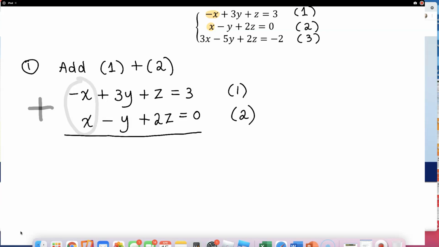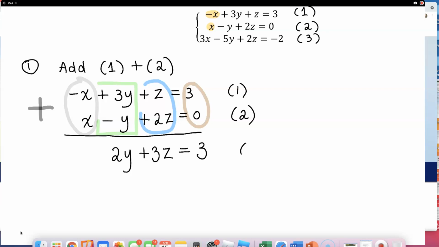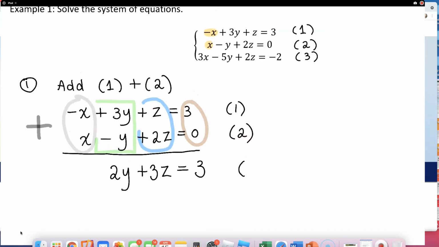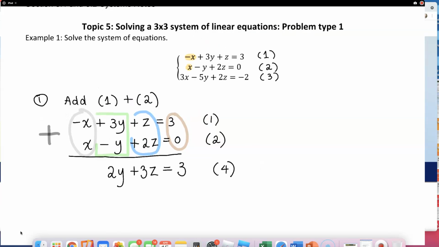Next, if I add 3y plus negative 1y, that's going to give us 2y. Over to the z's, if I add z plus 2z, that is 3z, and this equals, add the right side, 3 plus 0 is 3. And we just created another equation, right? How about we call this equation number 4? Because we had 1, 2, and 3, we just came up with equation number 4. So keep this here because this is a good equation.